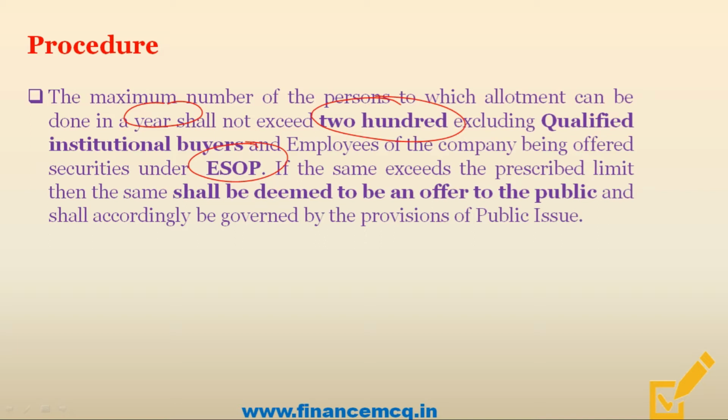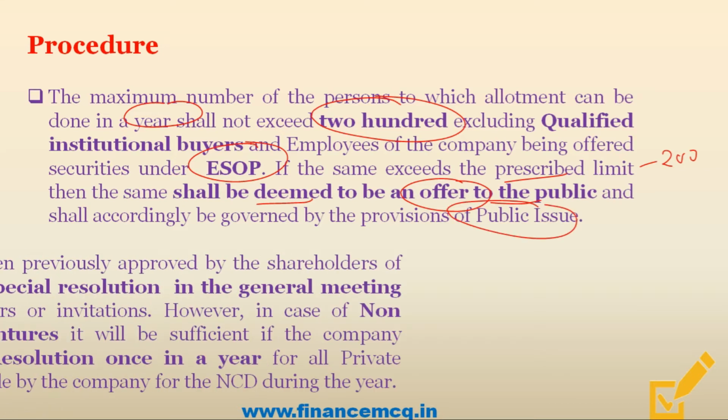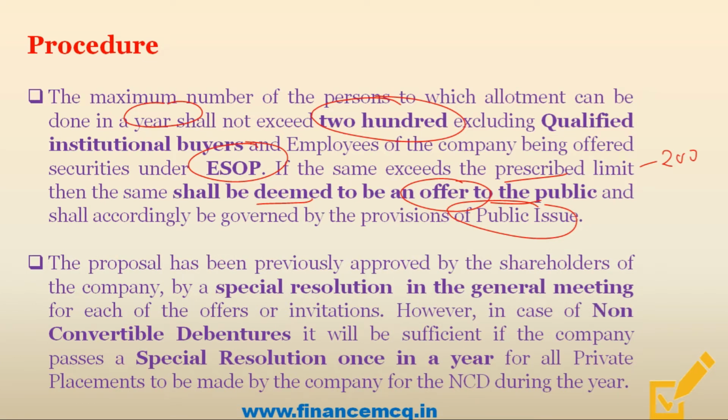And friends, if the private placement exceeds the prescribed limit, that is 200, then that shall be deemed to be an offer to the public and shall accordingly be governed by the provisions of public issue. So friends, the proposal for private placement should be previously approved by shareholders of a company by passing a special resolution in the general meeting for each of the offers or invitations.